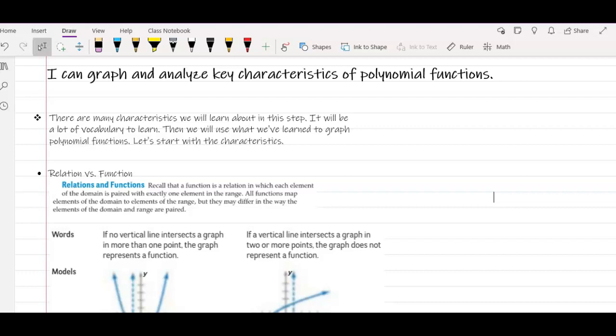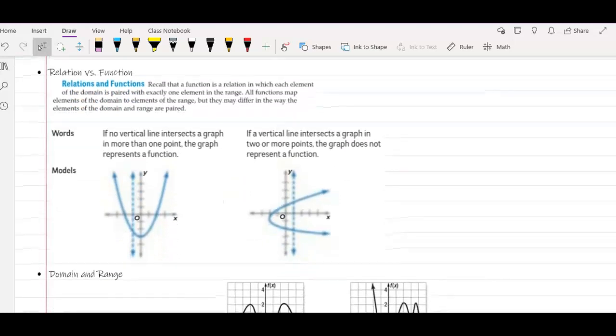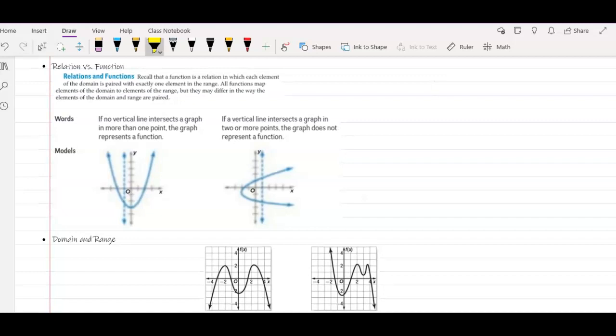We're going to first focus on some of these key characteristics, and then we will focus on how we can apply them to successfully graph a polynomial function. So the first 4 things I actually want to talk about together: relation versus function, and domain and range. It's important to kind of know what all of these are because they affect one another.